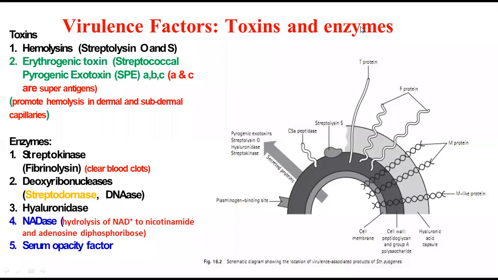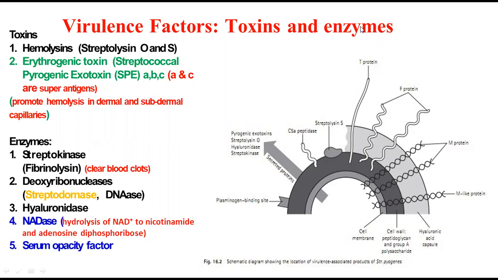This slide is a brief introduction to the virulence factors, toxins, and enzymes of Streptococcus bacteria. What are the toxins that are released by Streptococcus species? The first one is the hemolysins, and as the name indicates, hemolysin can also be called streptolysin, O and S. Why is it called O and S? We will come to know in a minute.